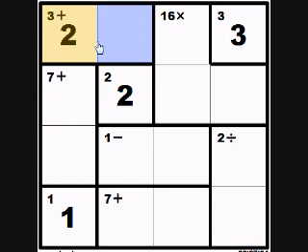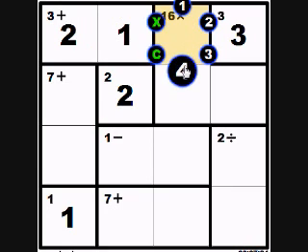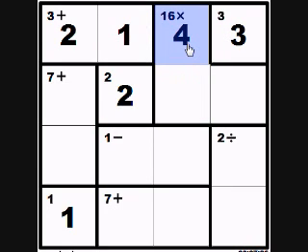Moving to this cage, we have a summation amounting to a 3. We know one of the numbers is 2. The only number that would make sense here is a 1, because a 1 plus a 2 is a 3. And for this row here, we know this is a 4, because that's the only number that can fit in here.